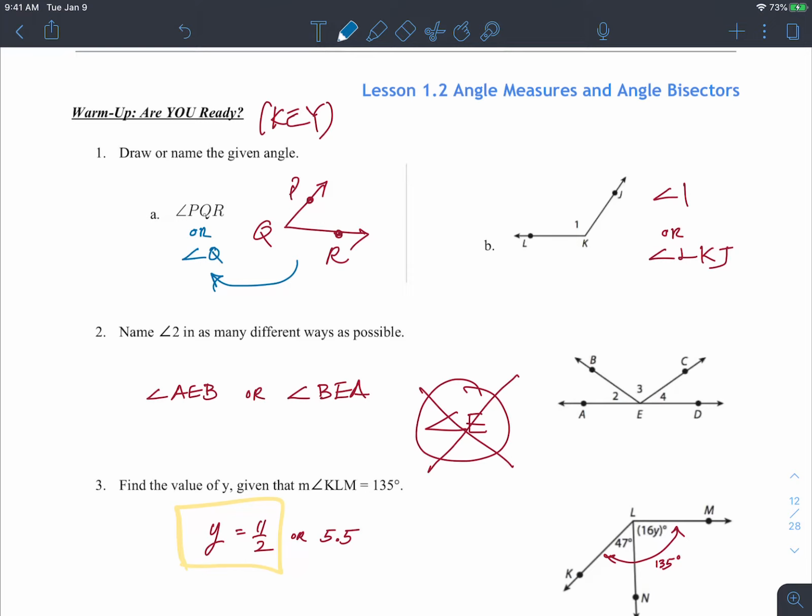There's no ambiguity. Now for part 1B, you could have also called this angle K, and we would have understood that you're talking about angle LKJ. So when there is no ambiguity, I prefer to use either the letter like this, or use the number if it's given to me, or I might even just label it there. Much later in the class though, not right now. You have to use what's on the graph. You can't just make stuff up.